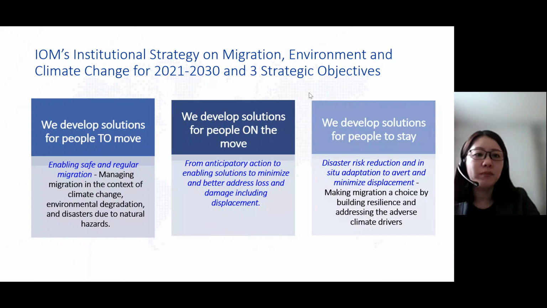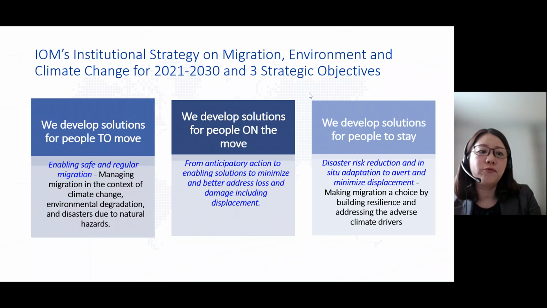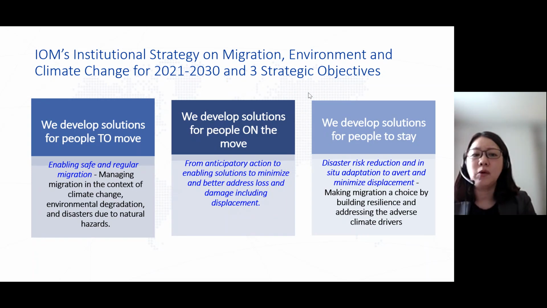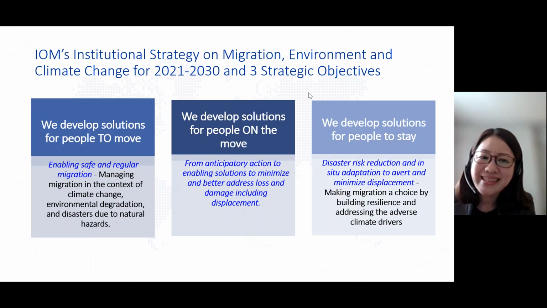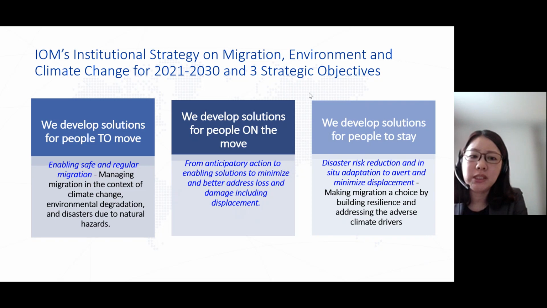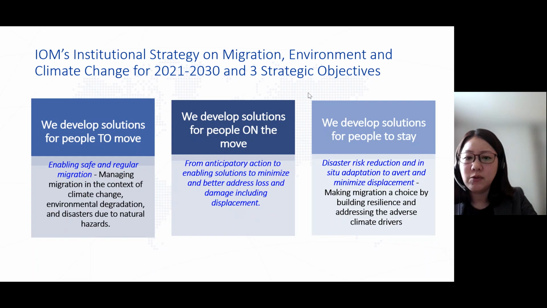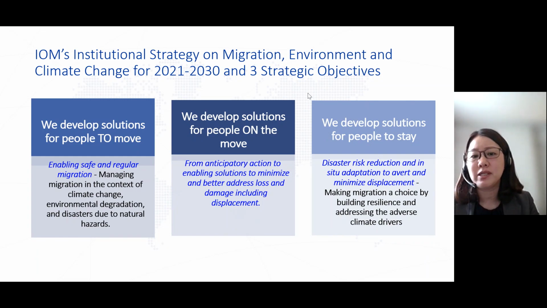In 2021, IOM set out the institutional strategy on MEC for the next 10 years, with three strategic objectives. The first objective is to develop solutions for people to move. We work with governments to strengthen migration management in the context of climate change to enable safe and regular migration. Second, we develop solutions for people on the move. We provide humanitarian assistance to vulnerable people who are already on the move, taking into account the importance of anticipatory action, to minimize and better address displacement. And third, we develop solutions for people to stay. We strive to make migration a choice rather than a necessity whenever possible, by building resilience and addressing the adverse climate drivers.